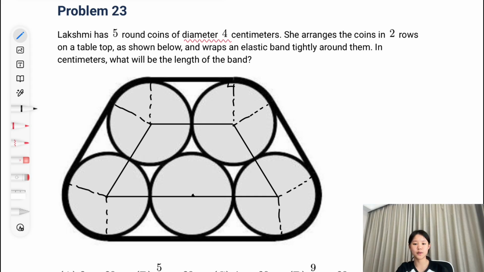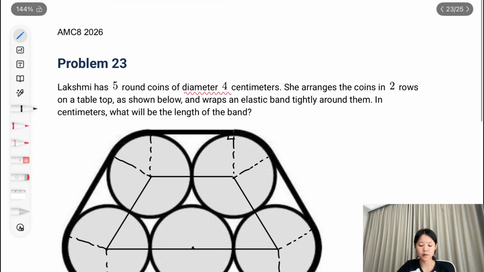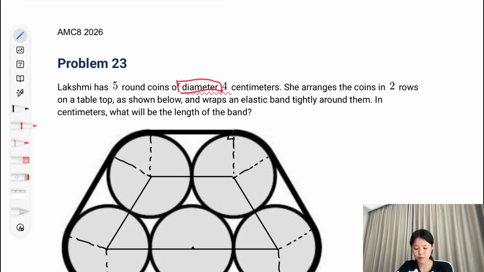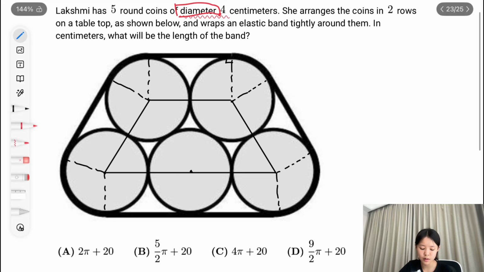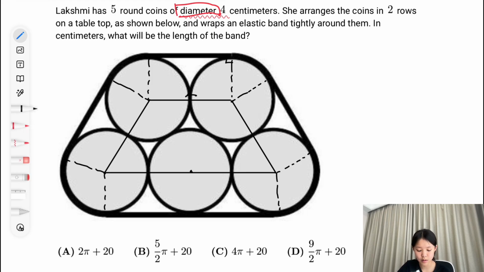So we did that for all of these. Let's come back here to the diameter and be careful about the wording. This is a diameter, which means the radius equals 2. So we take that up here, and then we know that this is 2 plus 2 equals 4. And so this is of length 4, and this is also 4. This is also 4. On the bottom, this part is 8, so that's 8.